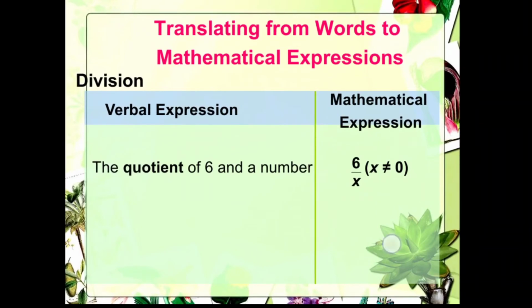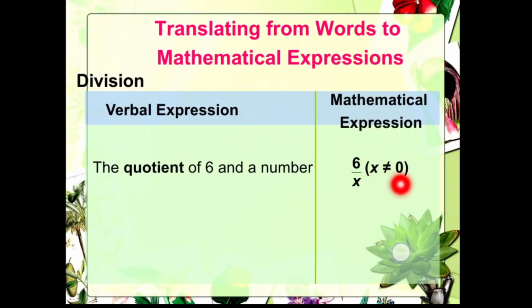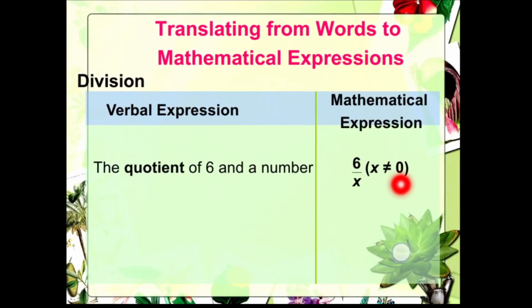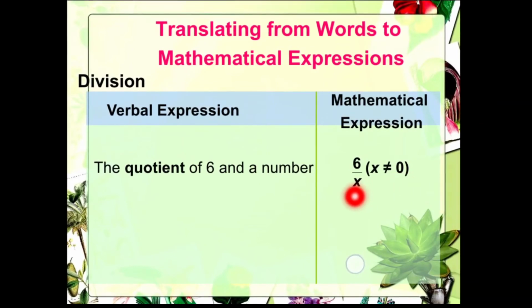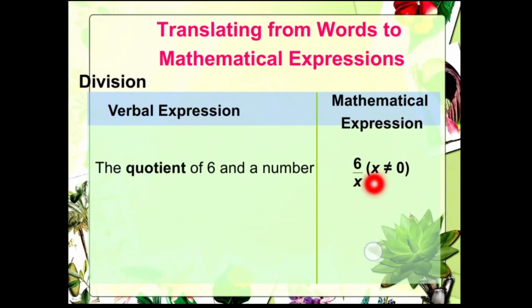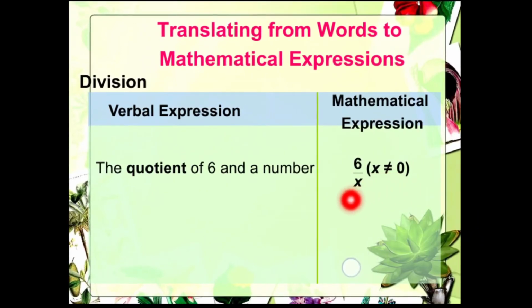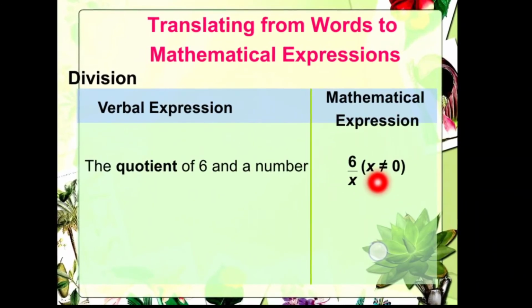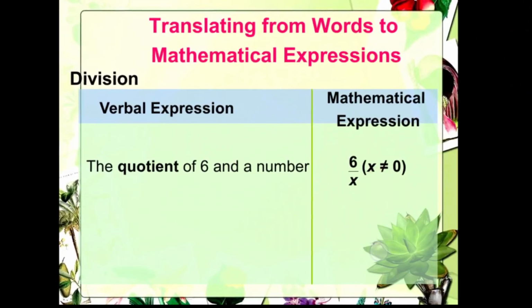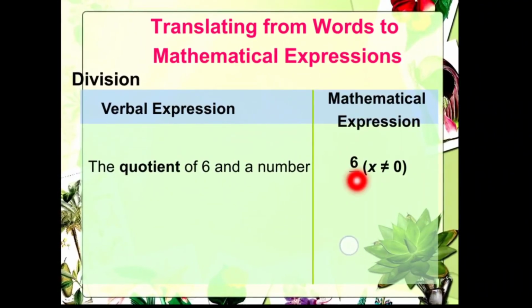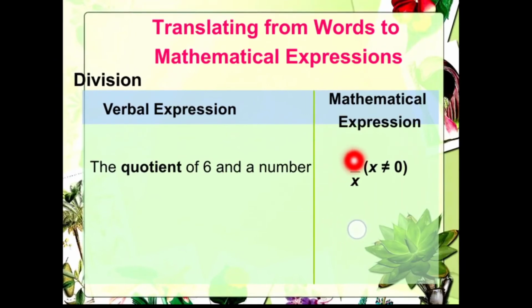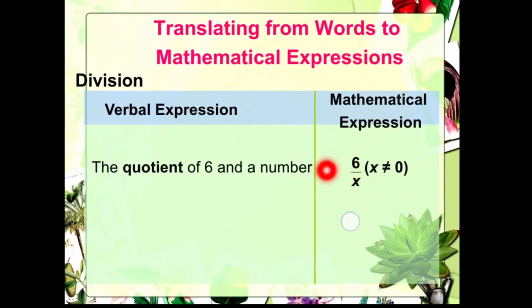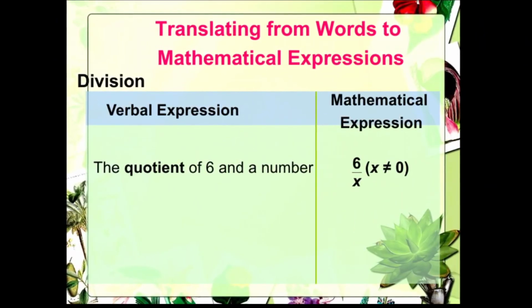You have to take note that the denominator should not be equal to 0 for us to have a defined expression. If the denominator is a variable, therefore, the value of x should not be equal to 0. Again, as you can see, we have the quotient of 6 and a number. So 6 over x. That's it.